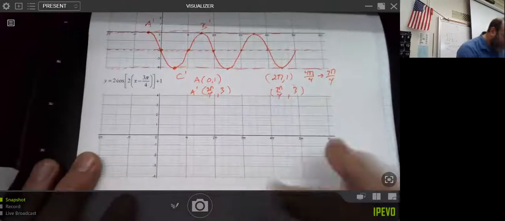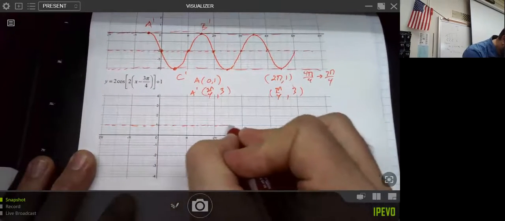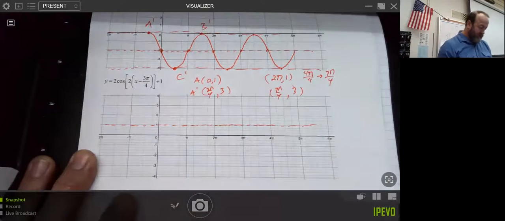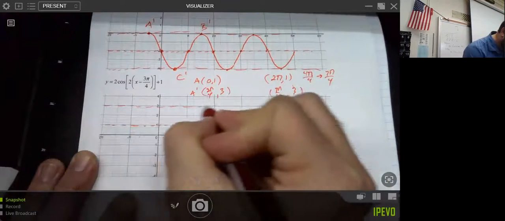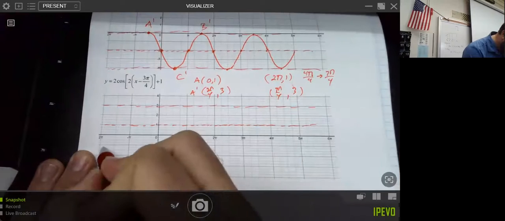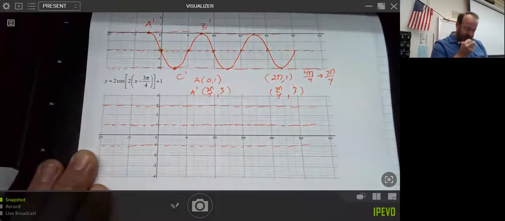So I'm going to put a little dotted line at 1 because it got shifted up 1 unit. That's where the x-axis used to be. It's got an amplitude of 2, so I'm going to go up 2 and down 2. So the wave is going to come up and down, alternating between those lines.